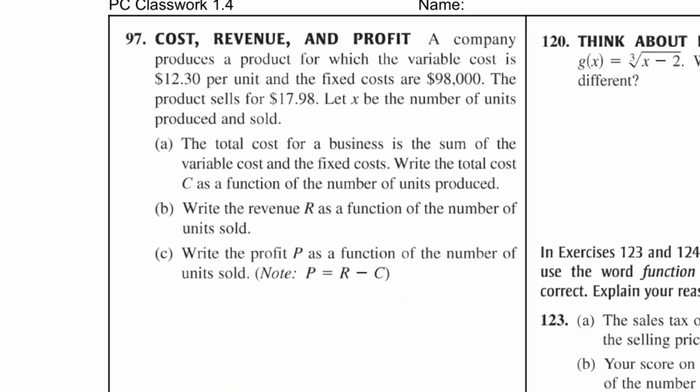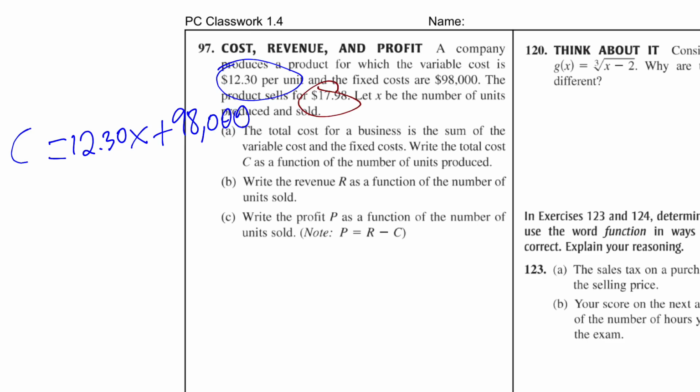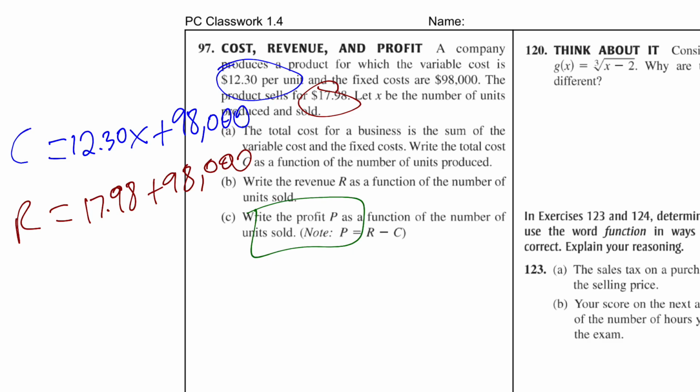So this is some cost profit type stuff, and we're looking at the total cost equation first. Cost is equal to this much per X plus 98,000. Since we're selling it for this, that's our revenue. That's 17.98 plus 98,000. And then that brings us to our profit, where we take basically 17.98 minus 12.30.